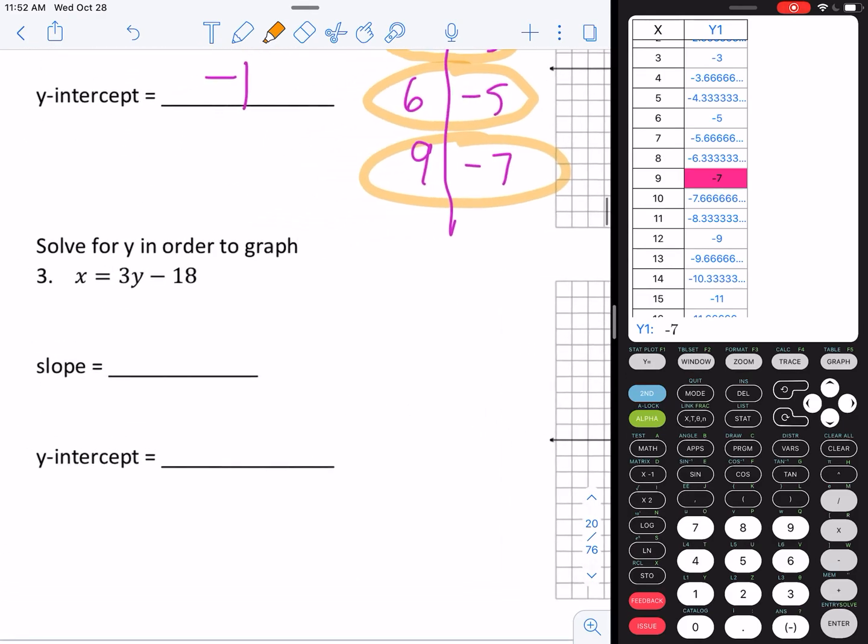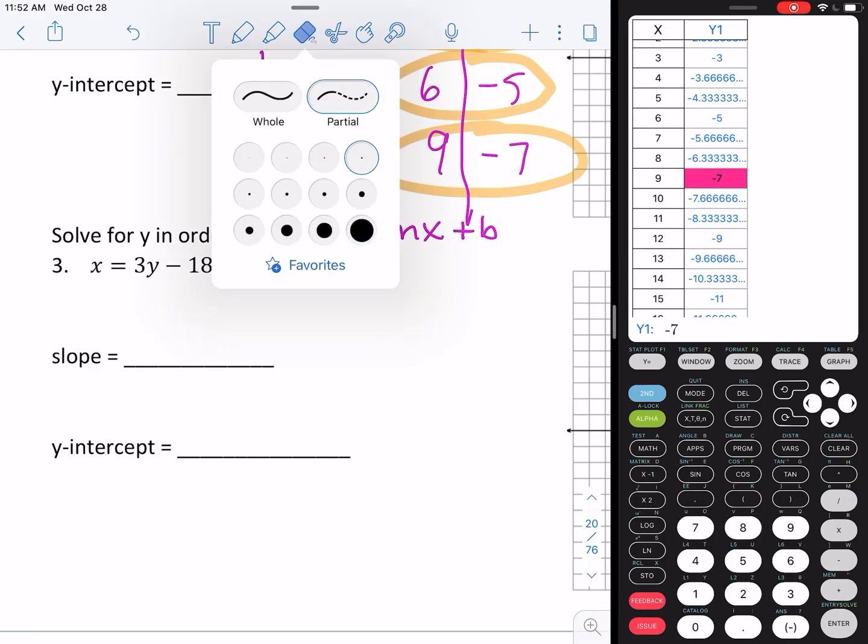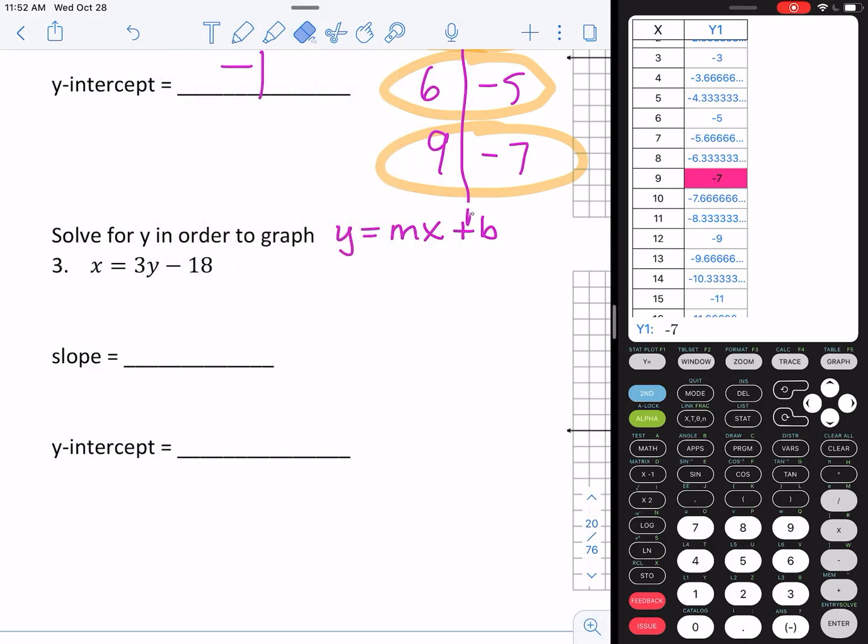Okay, so for this one, it's not lined up in the right way. We need it to look like this: y equals mx plus b. I need it to look like that. Let me erase this line up here. Okay, so we have to algebraically rearrange this. So I'm going to rewrite it over here so I have a little more room to work with.